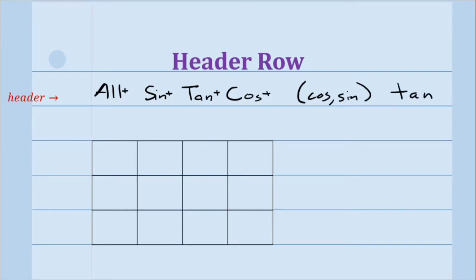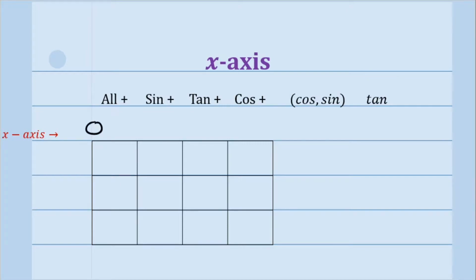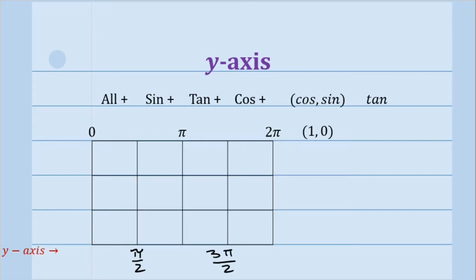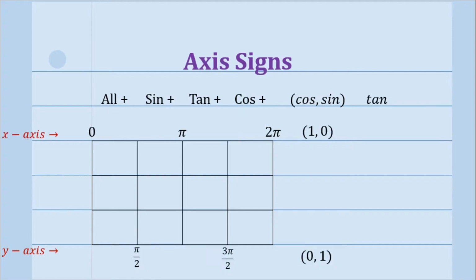Next, we'll deal with our axes. These I just memorize. 0, pi, and 2 pi are all values on the x-axis at the point 1, 0 or negative 1, 0. On the y-axis, we have pi over 2 and 3 pi over 2, and these values are both at some variation of 0, 1, either 0 positive 1 or 0 negative 1. In terms of when they're positive and when they're negative, we're just going to alternate our signs, positive, negative, starting with the x-axis. 0 is positive, pi is negative, 2 pi is positive. And then our y-axis, pi over 2 is positive, 3 pi over 2 is negative.